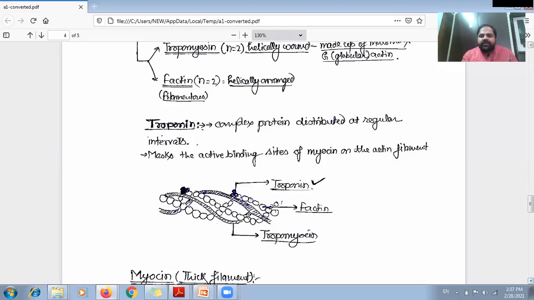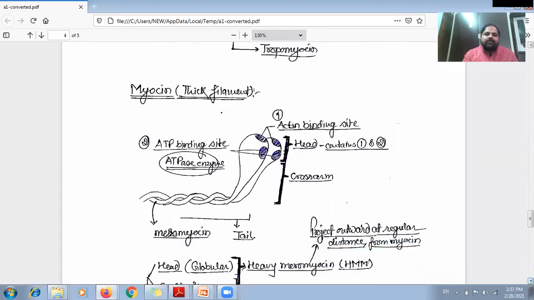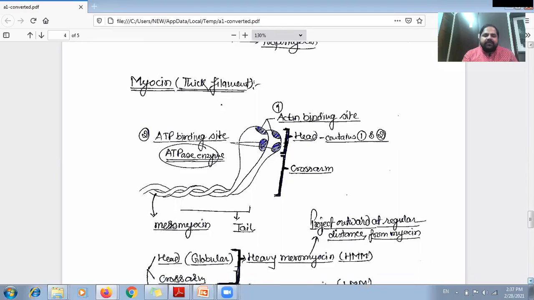Now we will see the detailed structure of the myosin. And as I told before, myosin is a thick filamentous protein and we can see the structure.